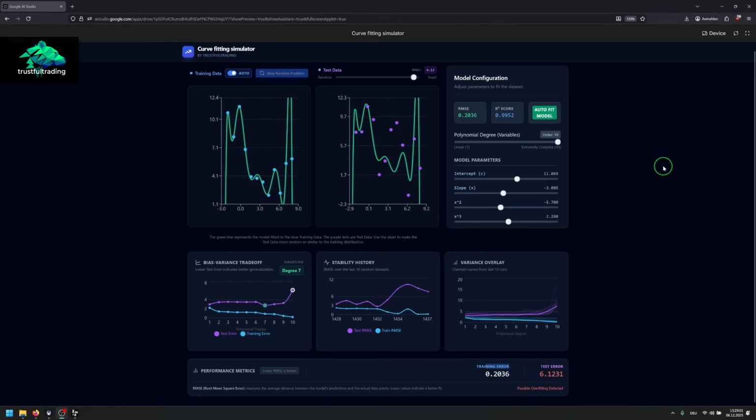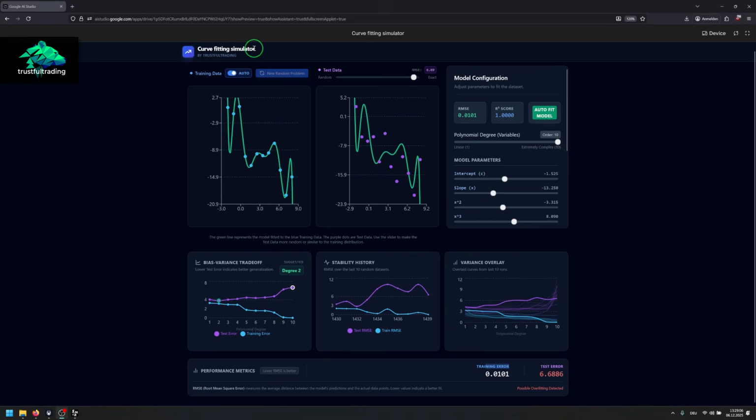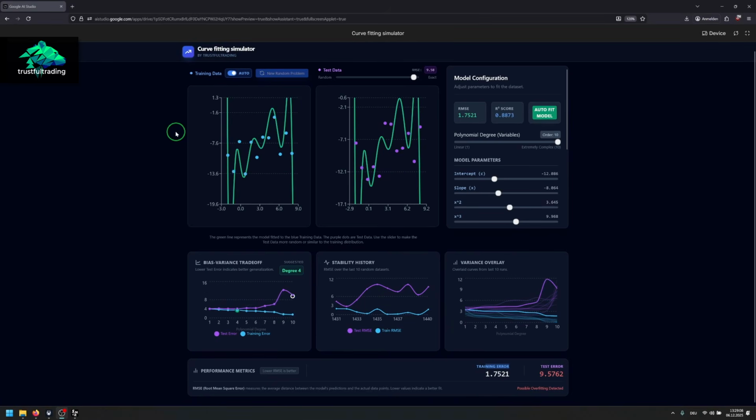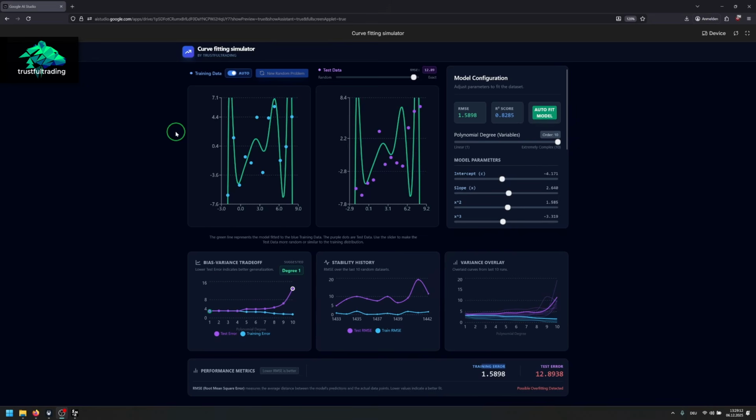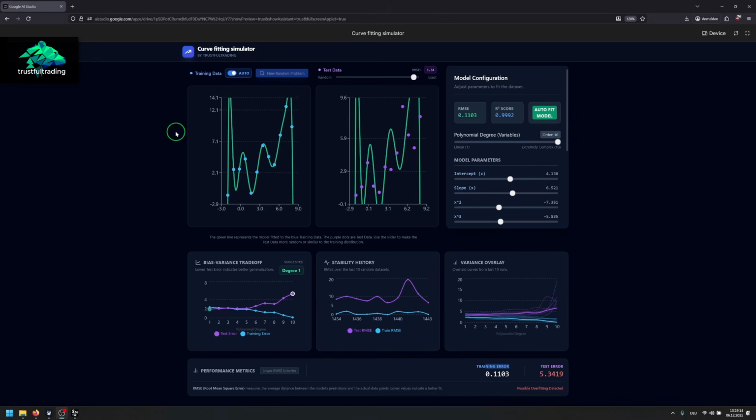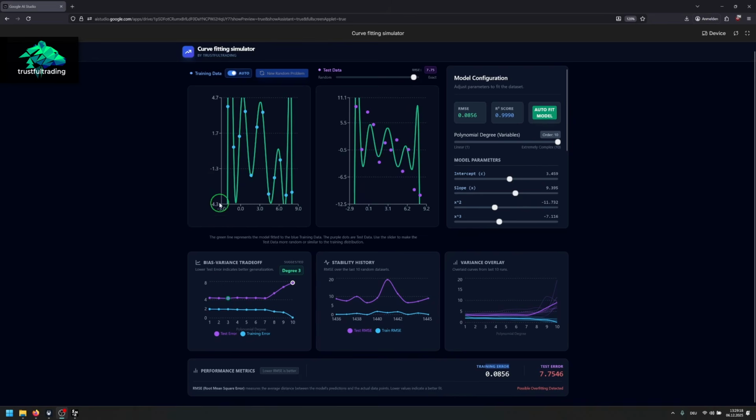Okay, so let me quickly explain this simulator. I called it the curve fitting simulator. I will put the link on my website so you can try it out for free and play around a little bit. I would recommend that you try this on your own to understand the concept.